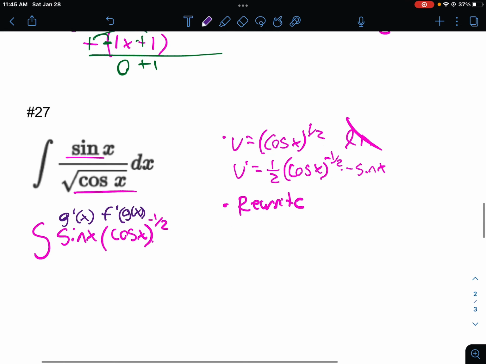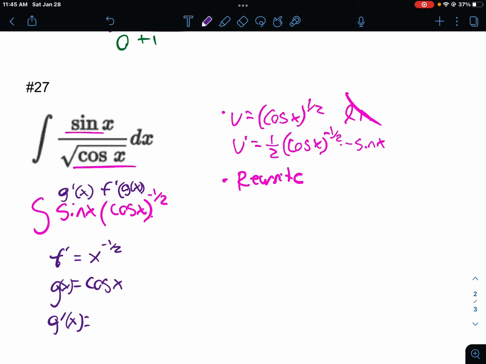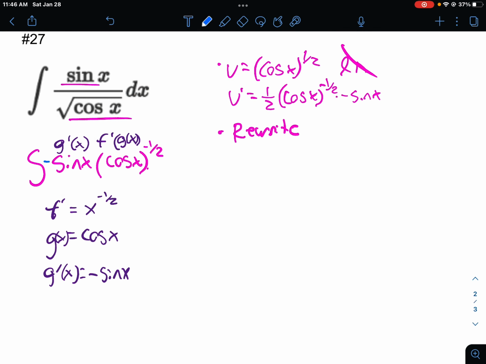And why is that? Well, I know the derivative of cosine is going to give me negative sine. I know f prime is going to be x to the negative 1/2. That's the outside function. The inside function, g of x, is equal to cosine. And I know the derivative of cosine is negative sine. So the issue I'm running into here is I need to put a negative. I need to put a negative here, but I can't just randomly multiply by a negative. I also have to multiply by a negative on the outside. So I'm going to put two negatives that cancel out.